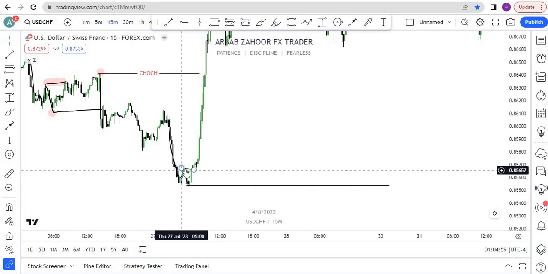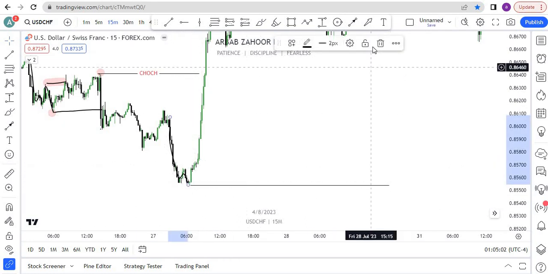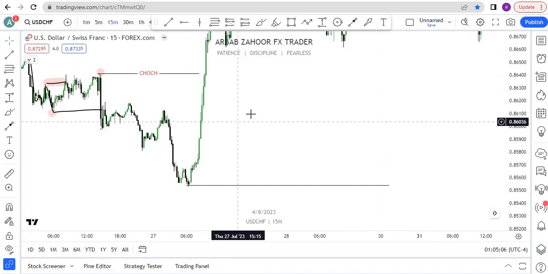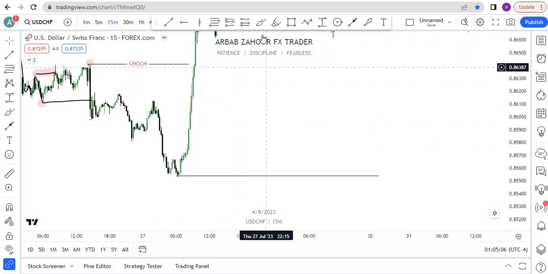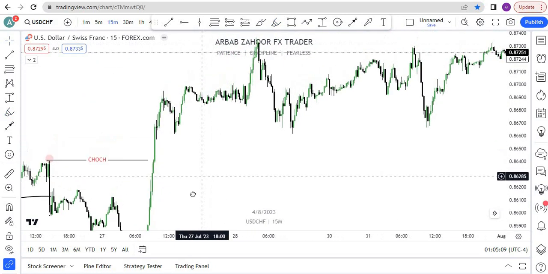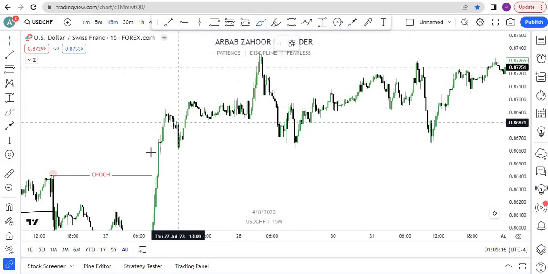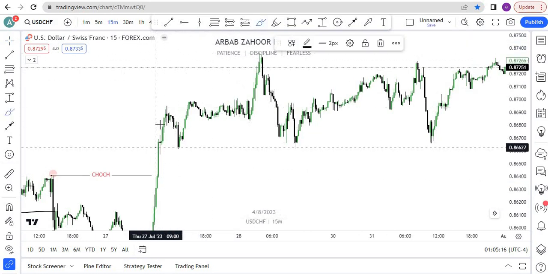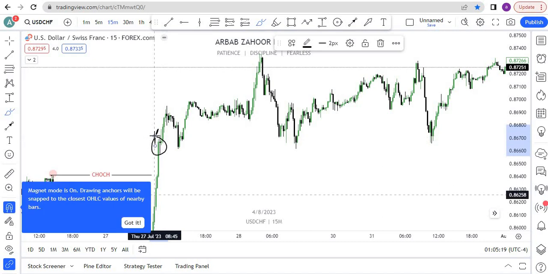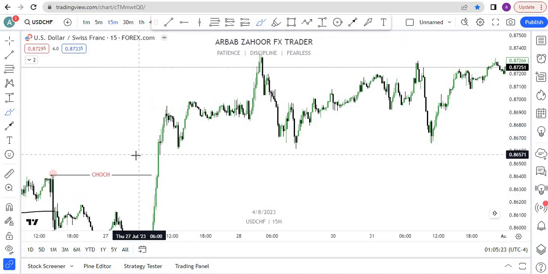Let me delete this one because I will explain something very important here. You must understand that one. Now we have this lower low, and now we need a higher high. To confirm a higher high, we need a valid pullback. This one is not a valid pullback because it does not break the previous candle low or sweep it. I explained the valid pullback.